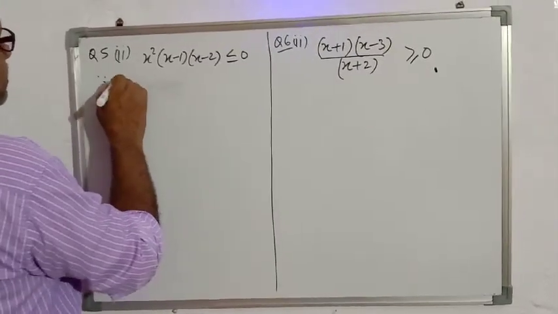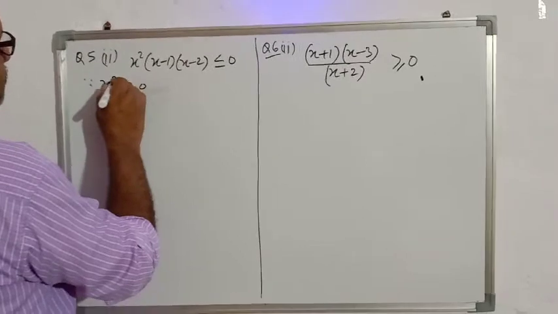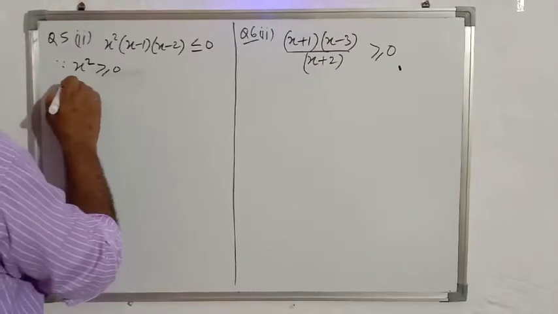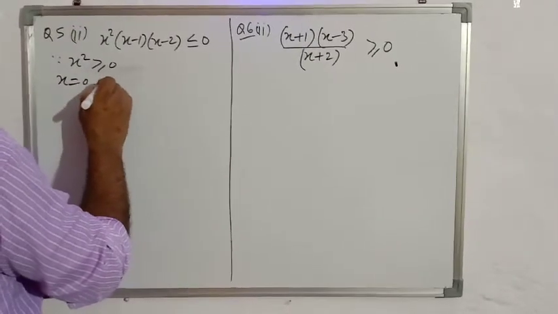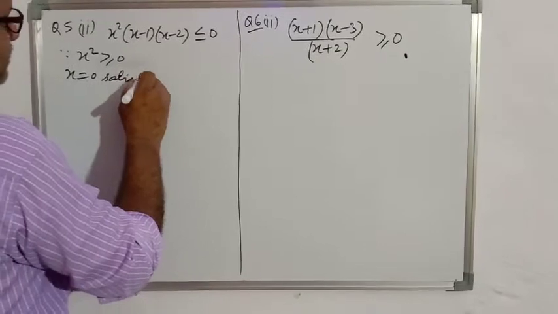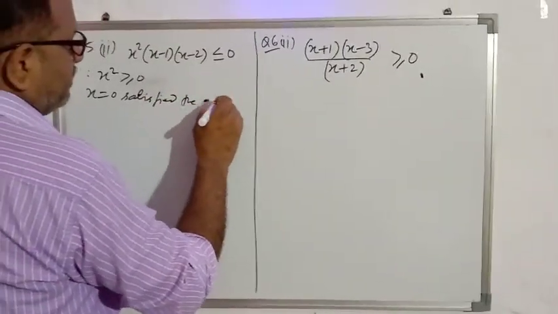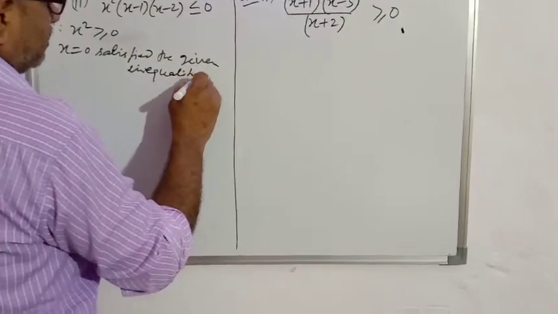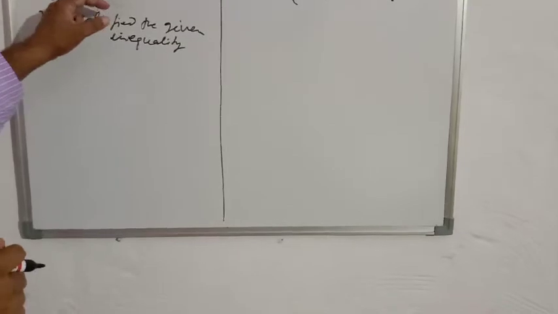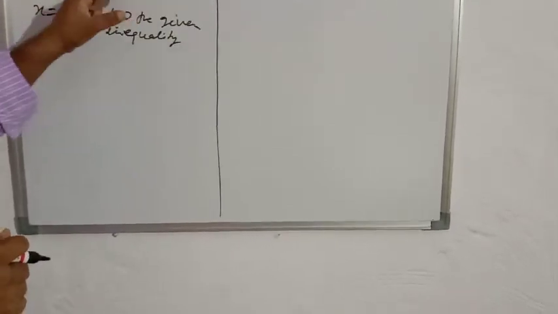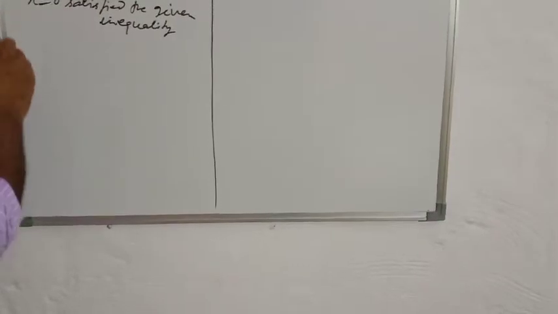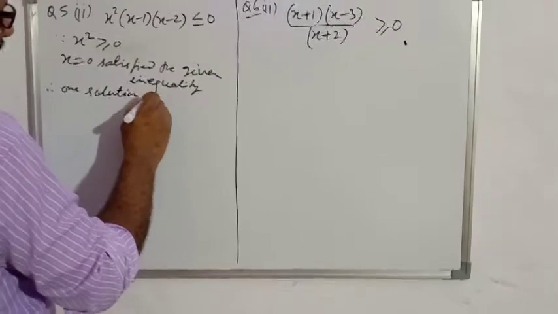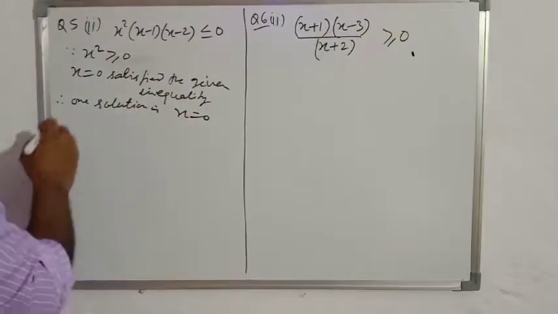Since x square greater or equal to 0, x is equal to 0 satisfies the given inequality. If we put x is equal to 0, so 0 into this bracket it will be 0. So it satisfies this inequality. So therefore, one solution is x is equal to 0.